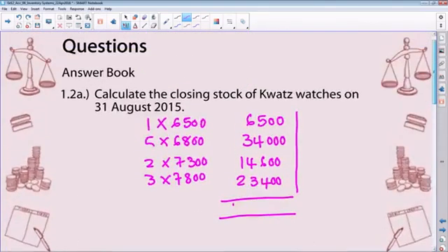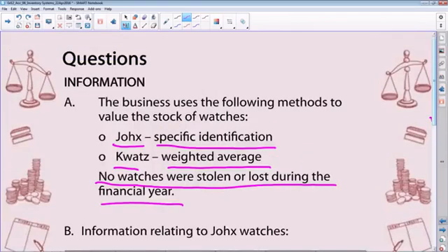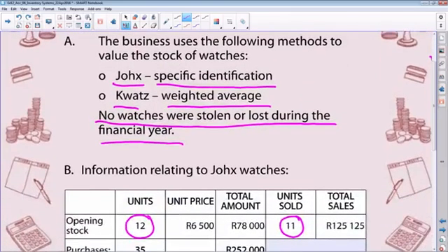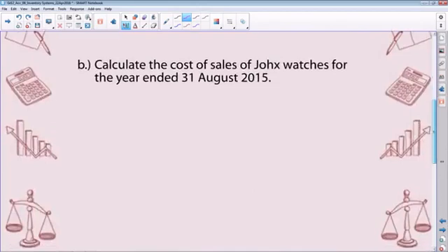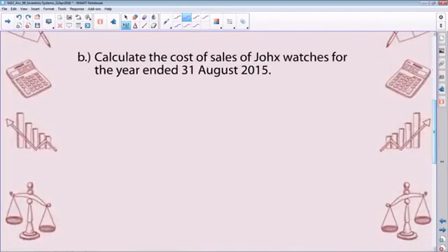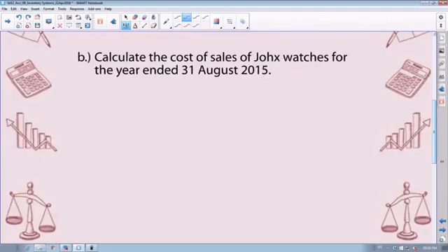I think we're working in the wrong place, but anyway, we can adjust our answer book. This was for our Jocks watches. It's just that we're working in the wrong answer book, but that's not too serious. As long as we know which watch we're dealing with, the Jocks watches here, and therefore, that was what we had to calculate. Right, the next question regarding our Jocks watches was, calculate the cost of sales of your Jocks watches for the year ended 31st of August 2015.